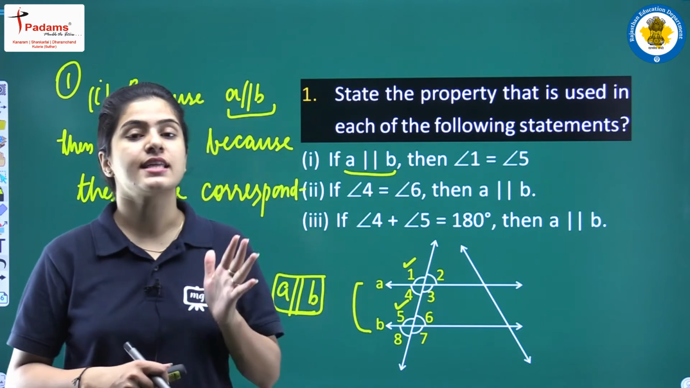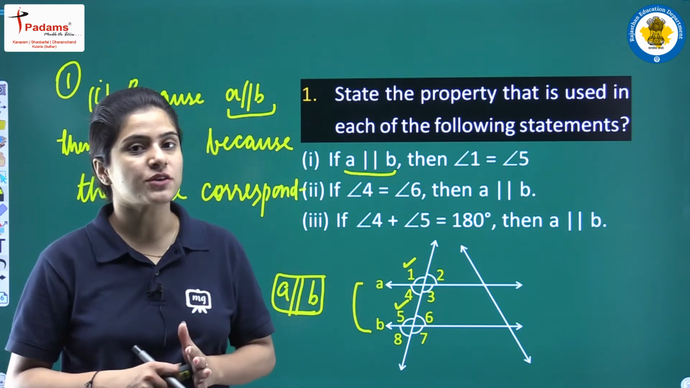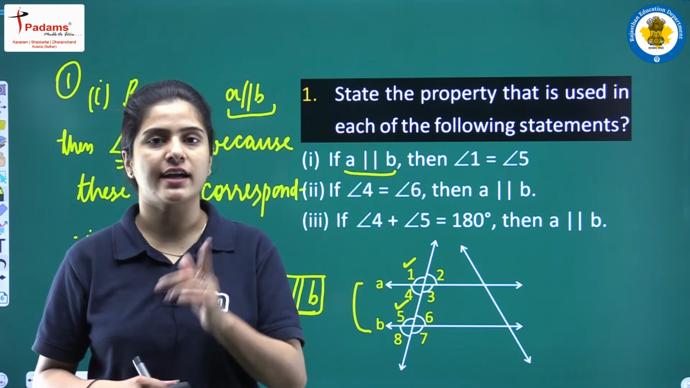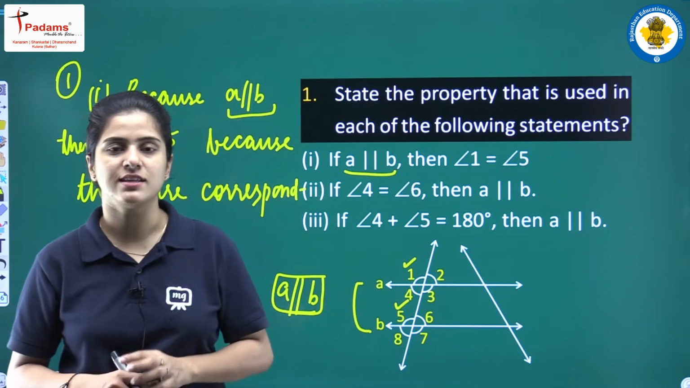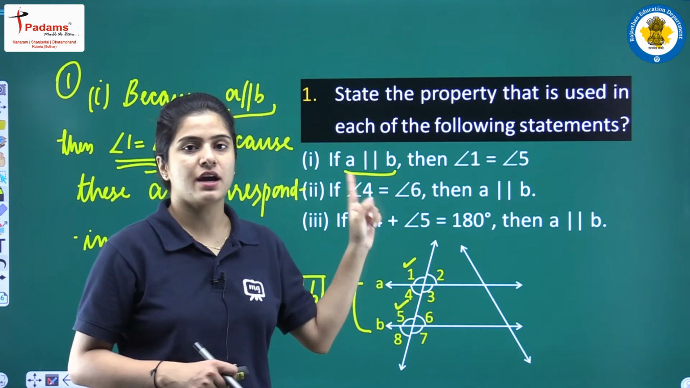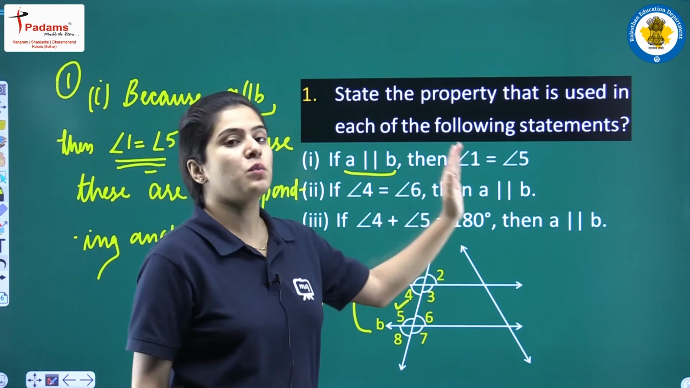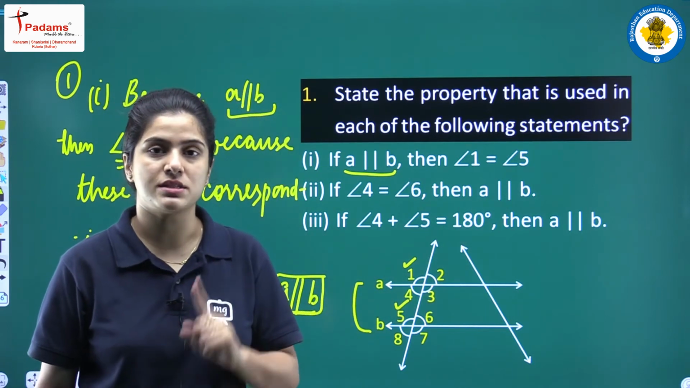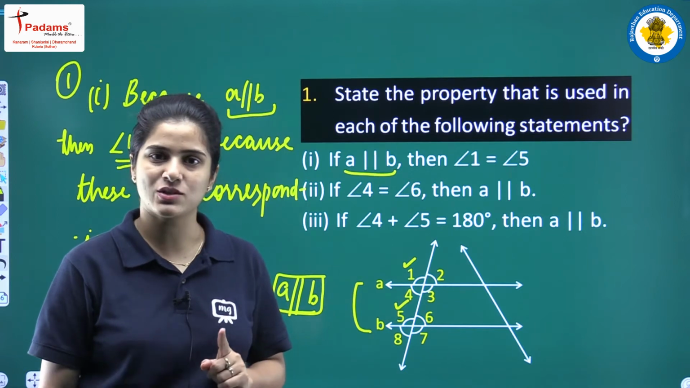The angles that are made on the same side of the transversal, as if one angle is interior and another angle is interior, okay students. These are the two properties of corresponding angles. If A and B are parallel to each other, then angle 1 and angle 5 will be equal to each other only and only because of the property of corresponding angles, okay students.